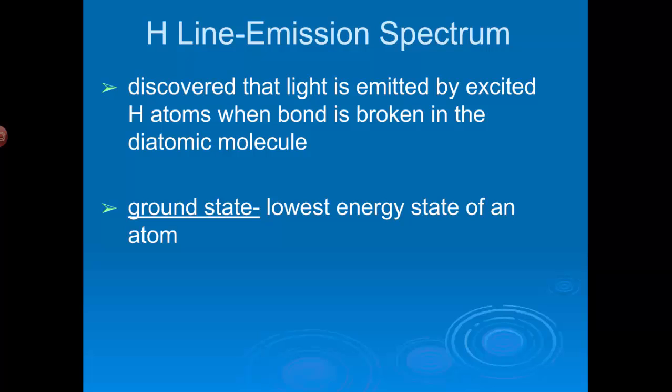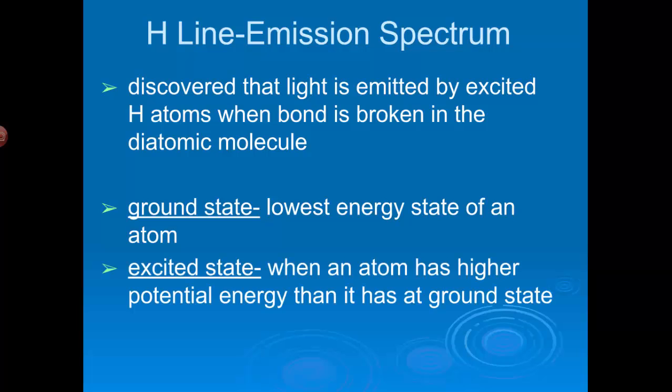So some terminology: ground state. The ground state is the lowest energy state for an atom, when its potential energy is at its lowest point. Excited state for an atom is when the atom has higher potential energy than it does at the ground state. So you've added energy to the atom, and that atom's potential energy then goes up because it now has more internal energy than it did. That's called the excited state.